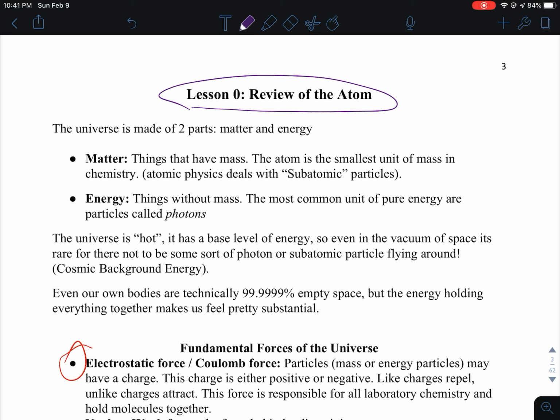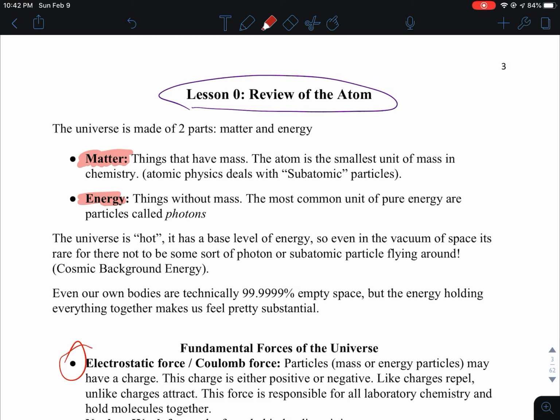We first started talking about how the universe is made of matter and energy. Matter is anything that has mass. One way to think about matter is that it has a position and a configuration, whereas energy is things that have no mass.